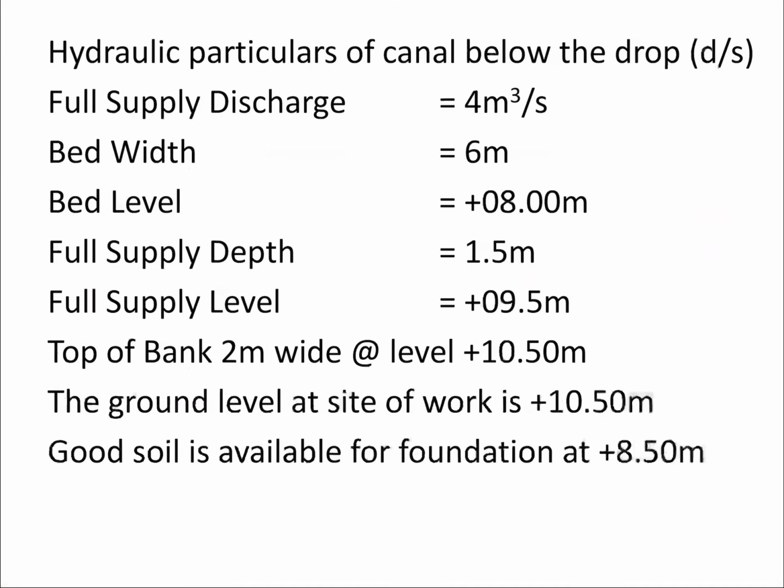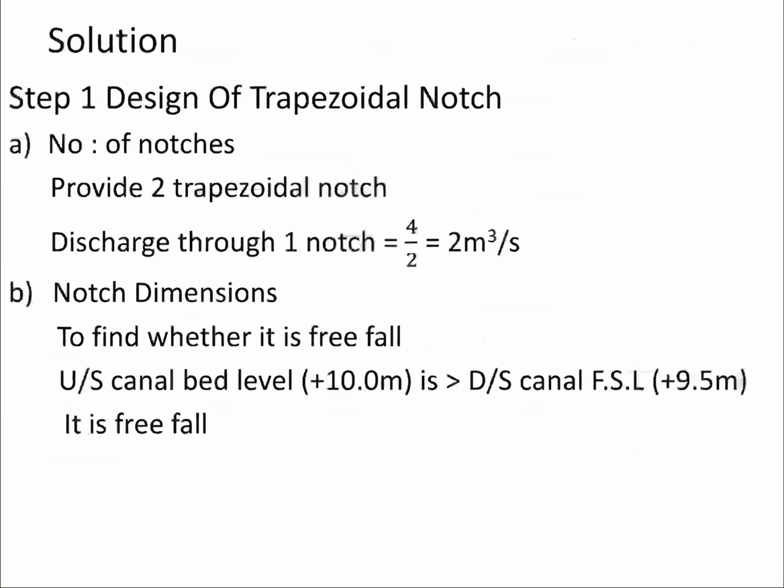Next, hydraulic particulars of canal below the drop, that is downstream side. Full supply discharge is equal to 4 meter cube per second. Bed width is equal to 6 meter. Bed level is equal to 8 meter. Full supply depth is equal to 1.5 meter. Full supply level is equal to 9.5 meter. And top bank of 2 meter wide at a level of 10.5 meter. The ground level of the site work is 10.5 meter. Good soil available for the foundation is at 8.5 meter. Okay, then we can go for the solution.